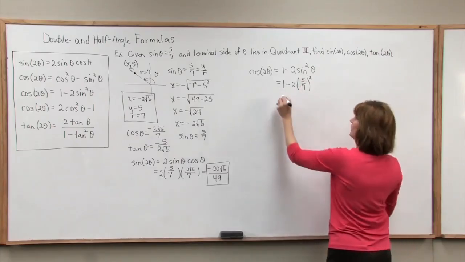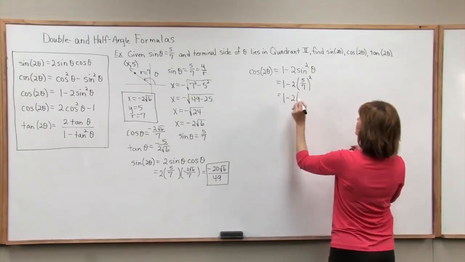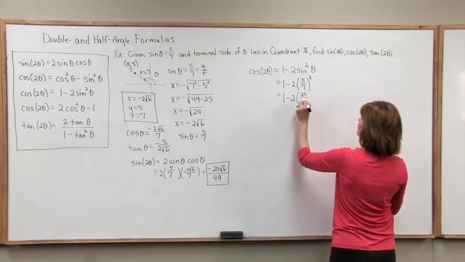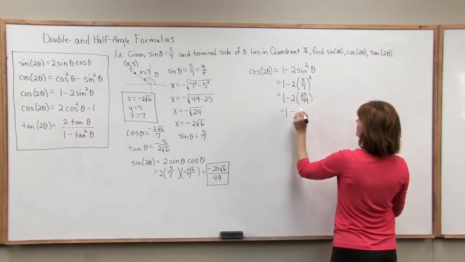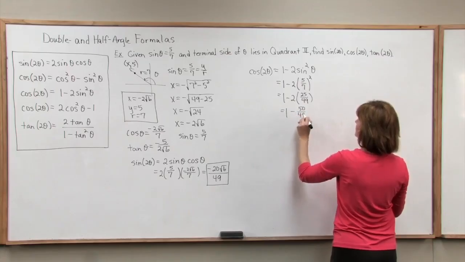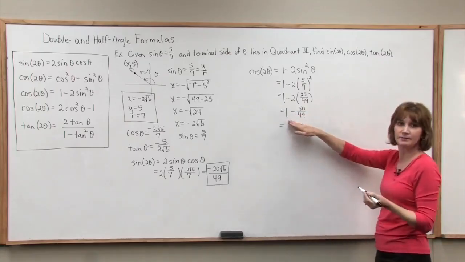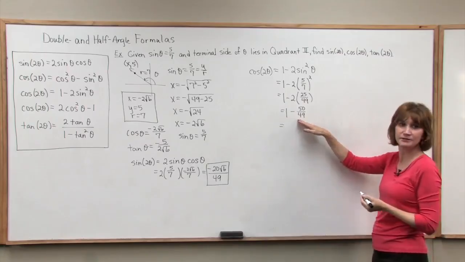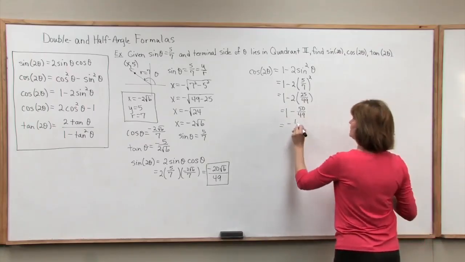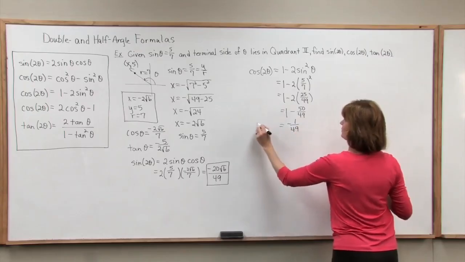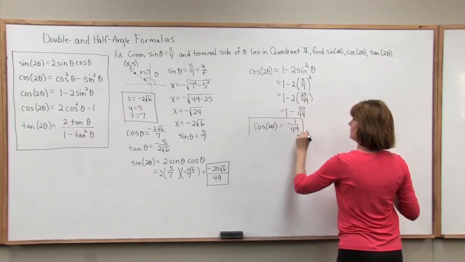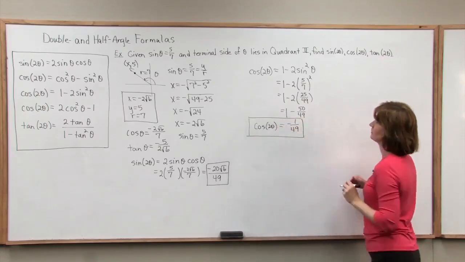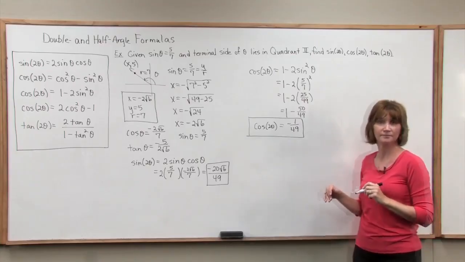We want to square that. And remember your order of operations. So we want to square this. We get 25 over 49. That gives me 1 minus 50 over 49. And 1 is the same thing as 49 over 49, minus 50 over 49 gives me 1 over negative 49. So cosine 2 theta is negative 1 over 49.